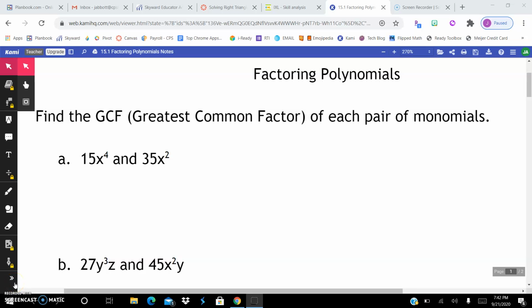We are moving on to a factoring unit. So instead of having you multiply to find the answer, we are going to give you the answer and have you find the problem. So we're going to work backwards. We're going to start off with a little review here of finding the GCF, and GCF stands for greatest common factor of each pair of monomials.